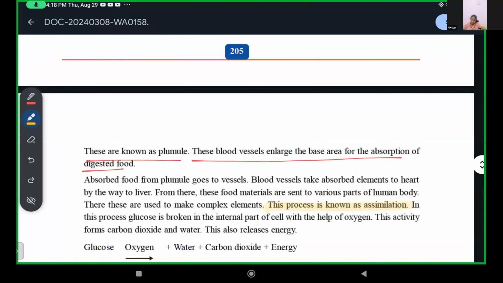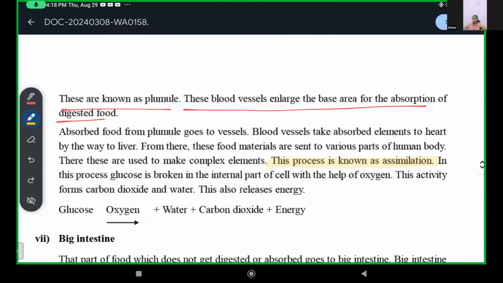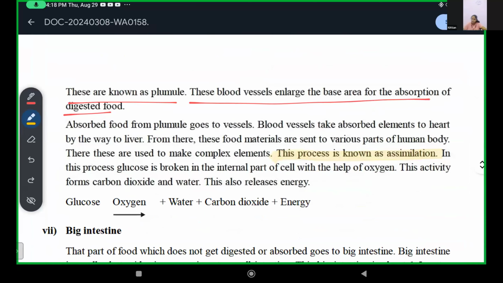Now, absorbed food goes to the blood vessels, and blood vessels take this absorbed food, or the nutrients, to the heart, and from the heart it is supplied to all the other parts of the body. Then those are used to make other complex elements. So this whole process is known as assimilation.